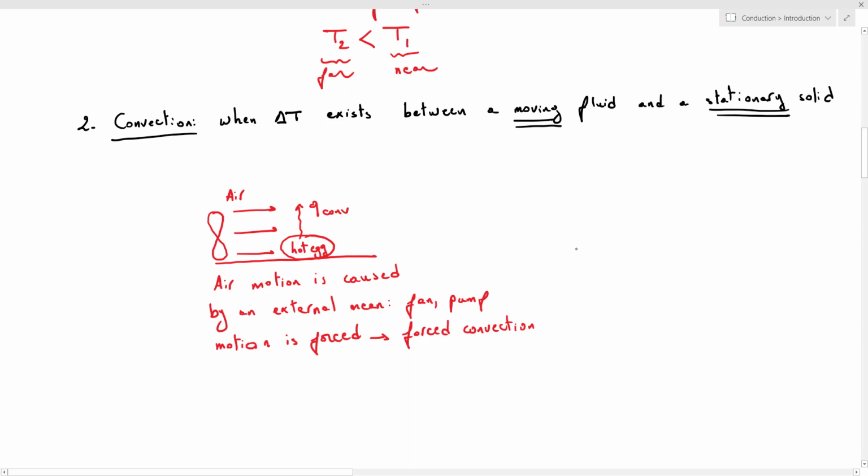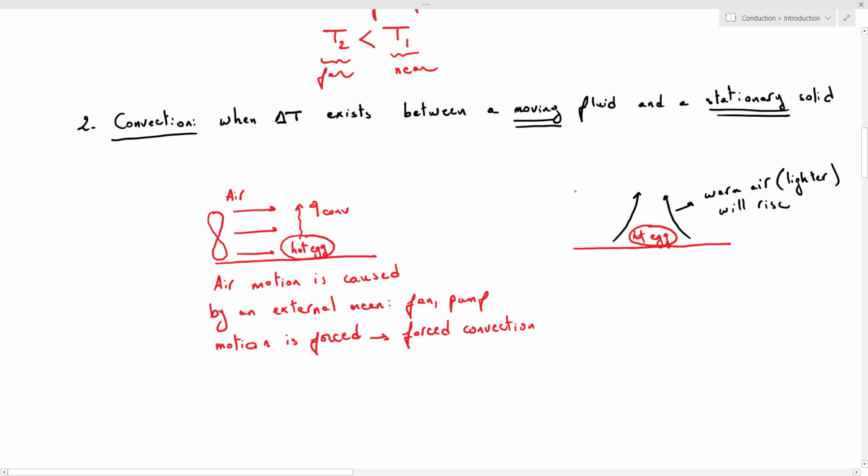In the second example, if we take this hot egg and we leave it to cool by itself without forcing the air to move over this hot egg, what will happen is that the air near the egg will get warmer. So when the air gets warmer, its density will decrease and it will become lighter, so it will rise to the top. So here we have warm air, which is lighter. That's why it will rise.